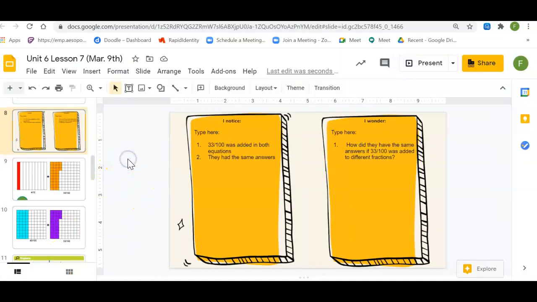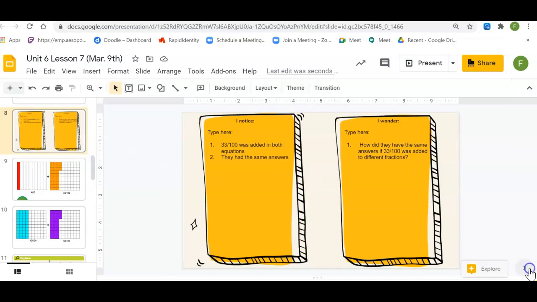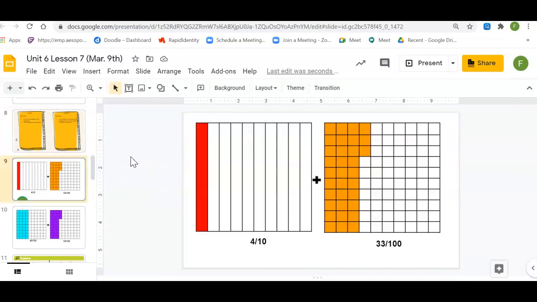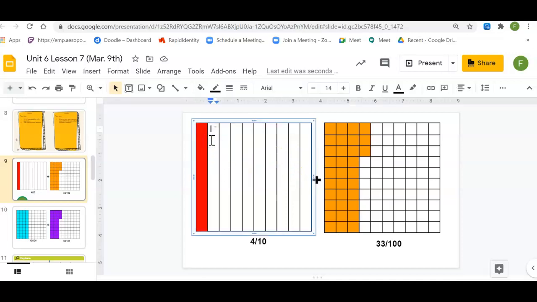All right, so we're just going to continue on to our next slide. So here we're going to use models to help us understand how 4/10 plus 33 hundredths equals 73 hundredths, and also how 40 hundredths and 33 hundredths equals 73 hundredths. All right, so for this one, you see 4/10, we've got it shaded in right there. I'm sorry, 4/10, we've got four of the tenths shaded in here.